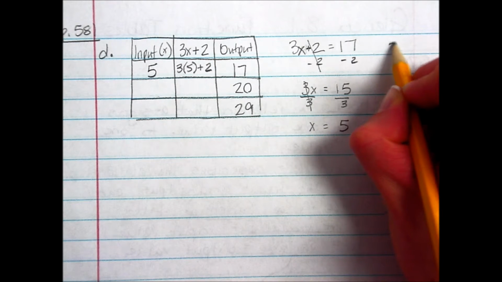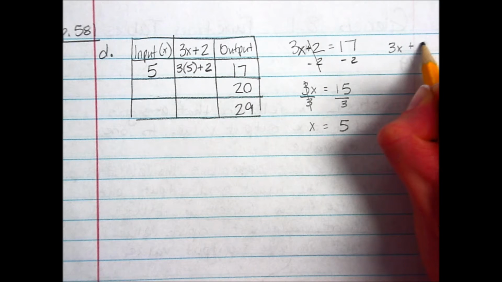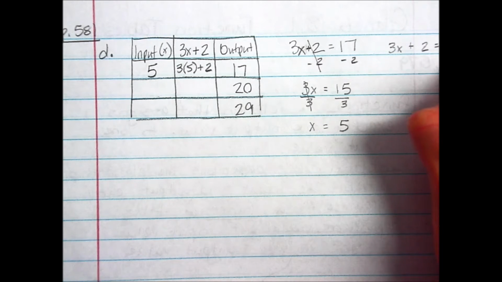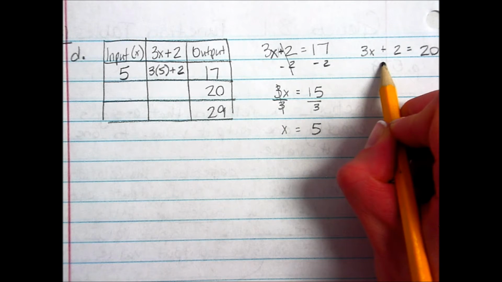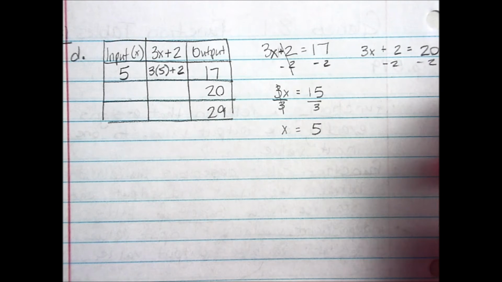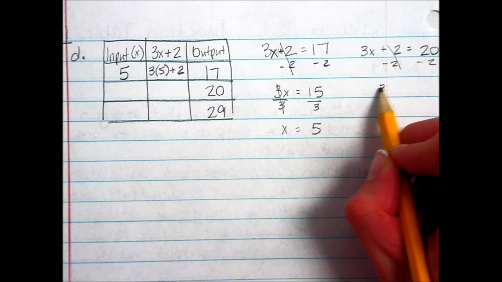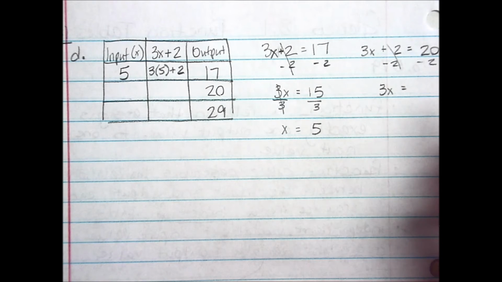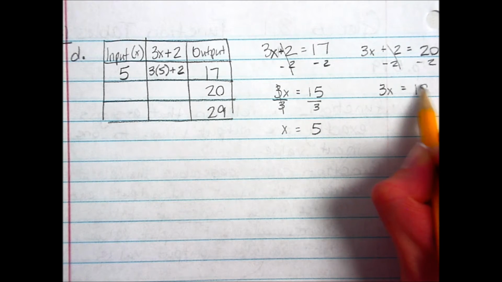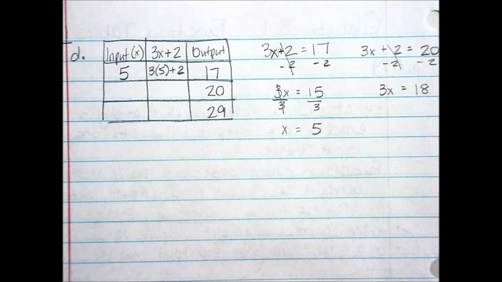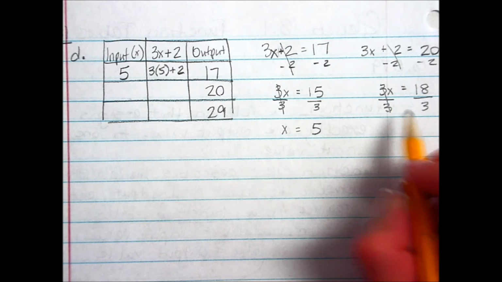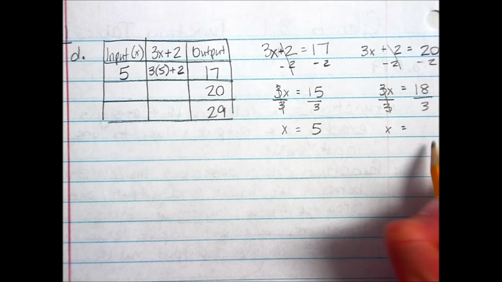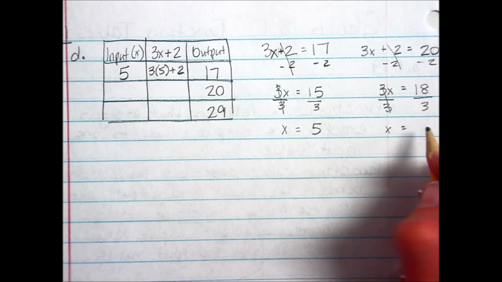Okay, for the next one, 3x plus 2 now needs to equal 20. So we will subtract 2 from both sides. Leaves us with 3x equals 18. Divide both sides by 3 and x equals 6.